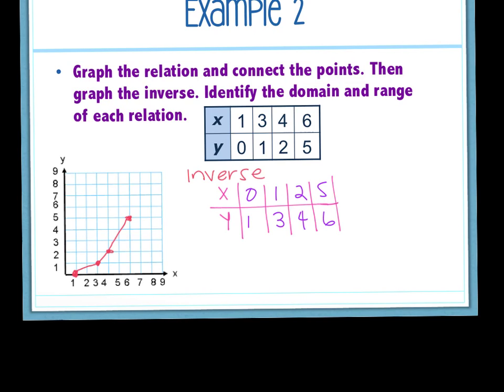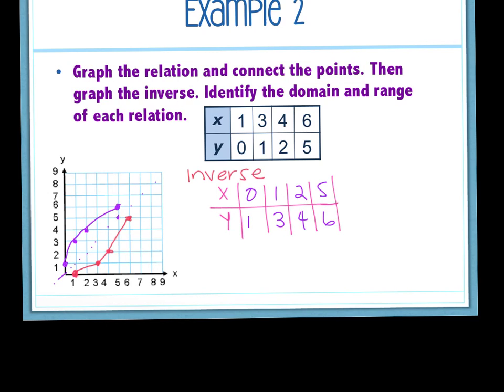And then when I plot those points, (0, 1), (1, 3), (2, 4), (5, 6). Oh, I totally skipped a spot there. Hang on. (2, 4), (5, 6). Did I plot the other one right? Yeah, that 4 is off, but it's right. Okay. And then I connect those points. And again, if I plotted my little y equals x and folded it along there, it should mirror it.